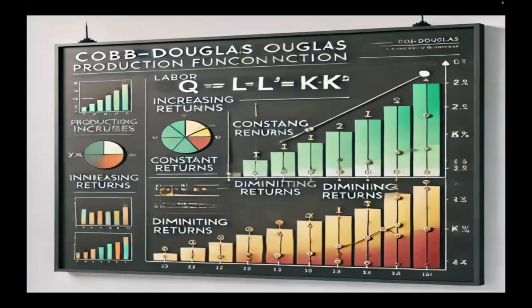This means that if we increase both capital and labor by the same proportion, output will increase by that proportion as well. However, when we increase only one input, like labor, we will face diminishing returns as each additional unit of labor results in smaller increases in output.